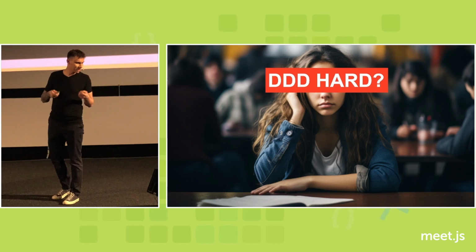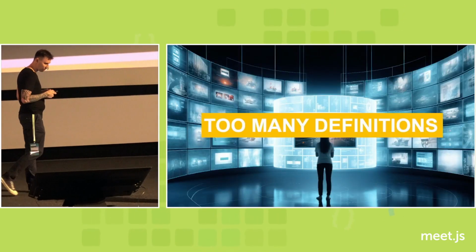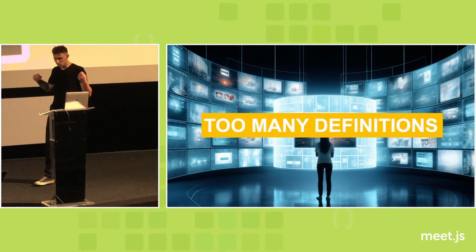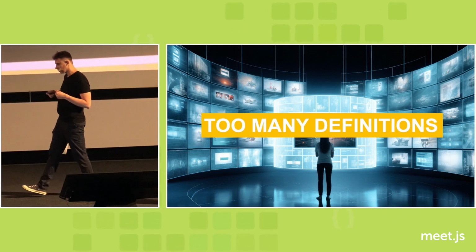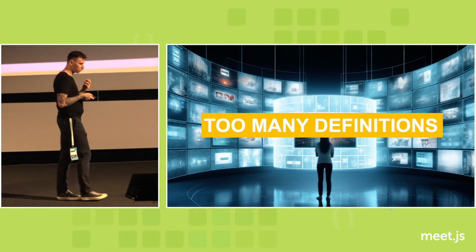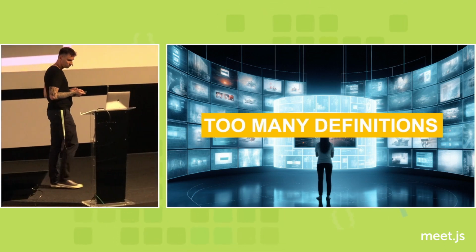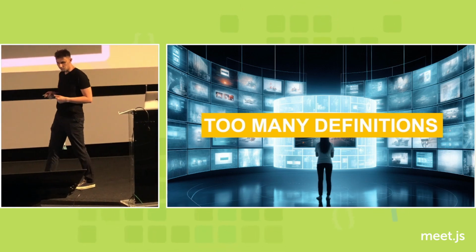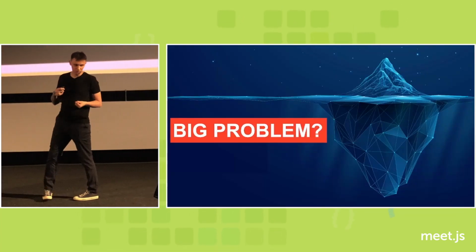Well, there are many reasons. First of all, there are a lot of definitions related to it, like bounded context, domain, subdomain, aggregate, entity, value object, to name just a few. And it's pretty hard to understand those definitions, even if you read Eric Evans' book. But this isn't the hardest thing in DDD. There are even bigger problems. And to answer that, let me share a story.